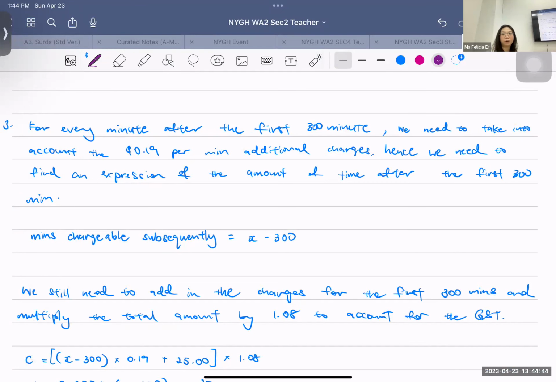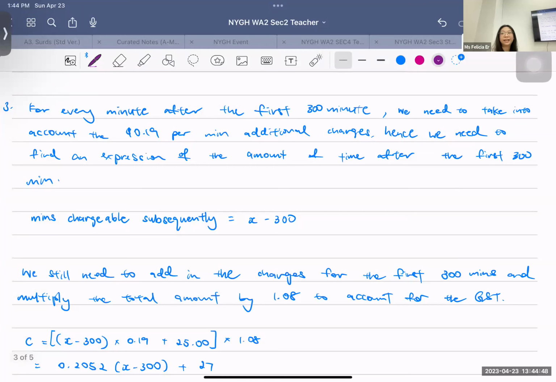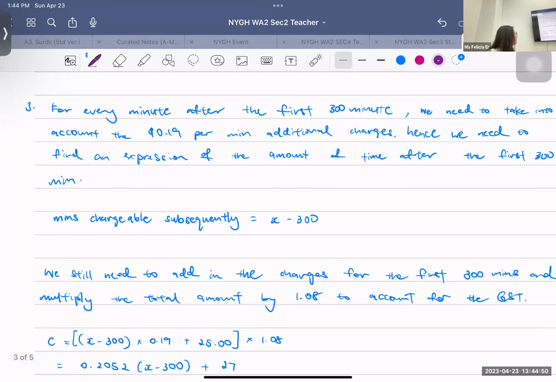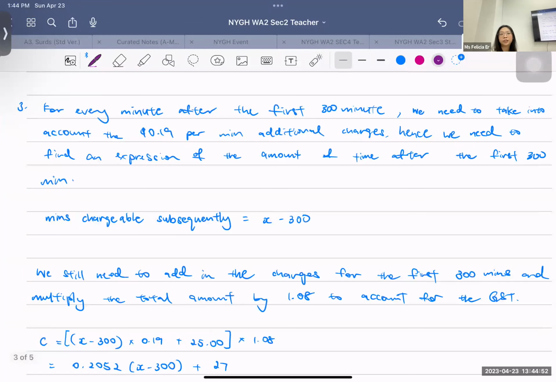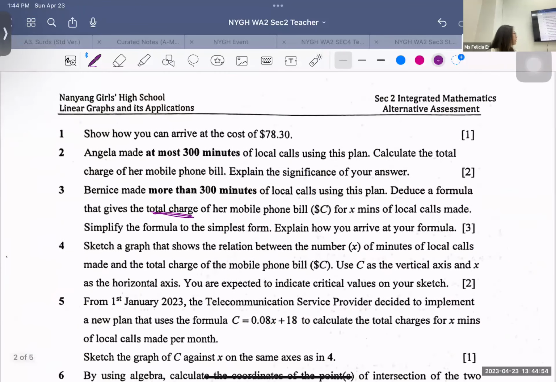Do you all understand why? Do you all understand why there is X minus 300? Okay, yes. Some of you are shaking your head. So why must you take X minus 300? Because what did the question say? The question says that X minutes represents the amount of local calls being made.